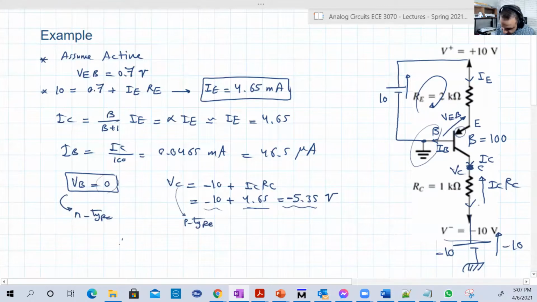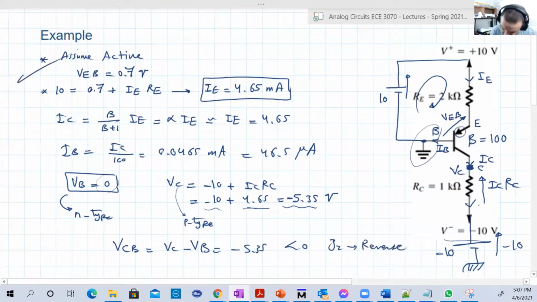Or you can say that VCB, VC minus VB, equals -5.35 minus 0, which is -5.35. This is less than 0, so J2 is reverse biased, and the assumption is correct. Okay, guys, this is an example of a PNP transistor operating in the active region.